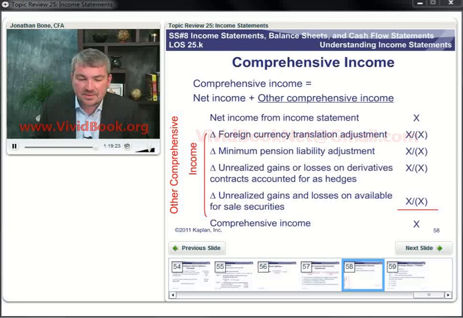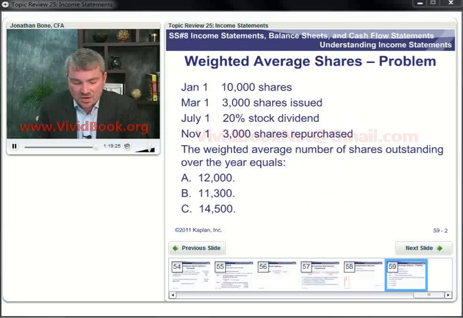Let's finish the reading off with a quick little computation. Oh, it's a weighted average number of shares calculation. So we've got 10,000 shares in issue at the beginning of the year, a further 3,000 shares issued on the 1st of March, then a 20% stock dividend, and then 3,000 shares repurchased. What is going to be the weighted average number of shares?